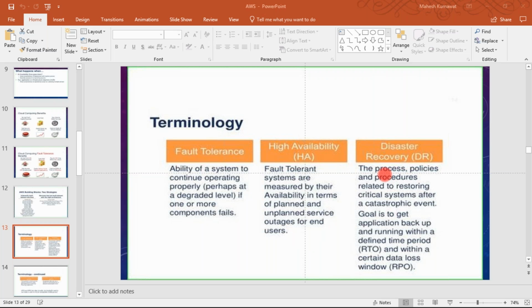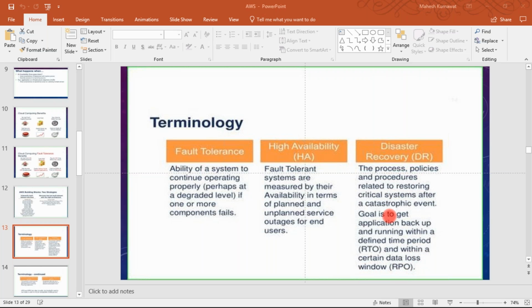Disaster recovery. So a disaster has actually happened. In the other cases no disaster happens, but you are creating the plan for the future: what if things happen, what do you need to do? In disaster recovery, disasters do happen. Okay, so these are the processes, policies, and procedures relating to restoring critical systems after a catastrophic event. The goal is to get applications back up and running within a defined time period, RTO, recovery time objective, and within a certain data loss window, RPO, recovery point objective.